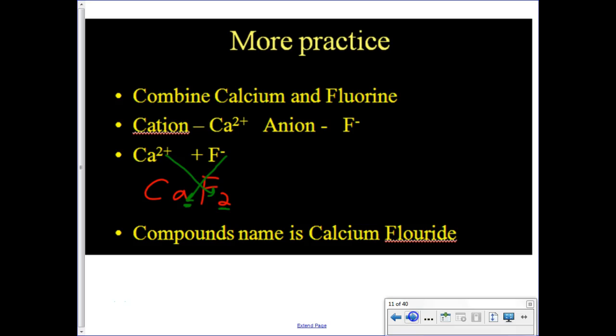No. It always works. Now, we'll get to something more complicated. If you have a 4 and a 2, you must simplify it down to the 1 and the 2. So, if you end up with subscripts that have a greatest common factor, you're going to divide by the greatest common factor. Simplify it. Does that make sense? But otherwise, it always works. But you must simplify if it can be.